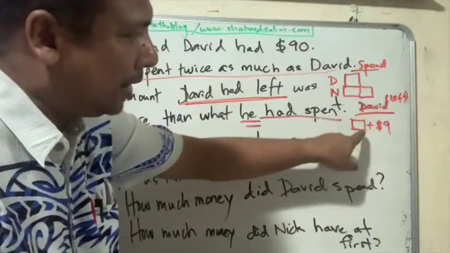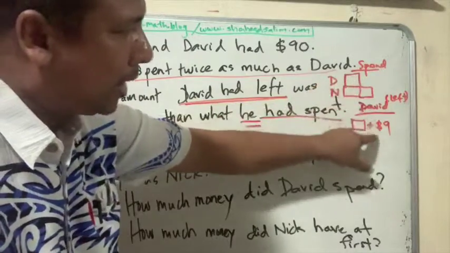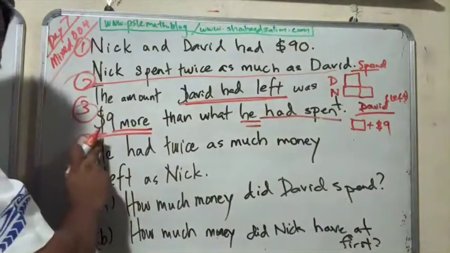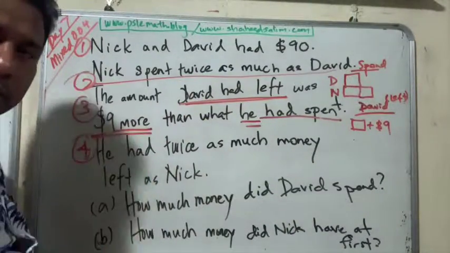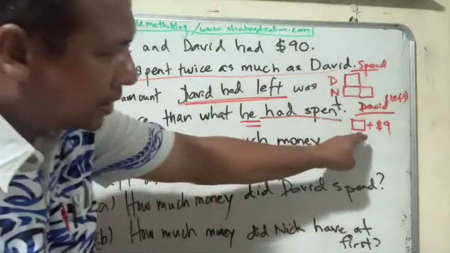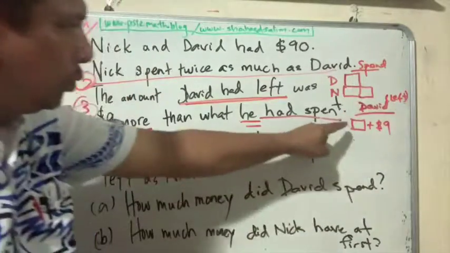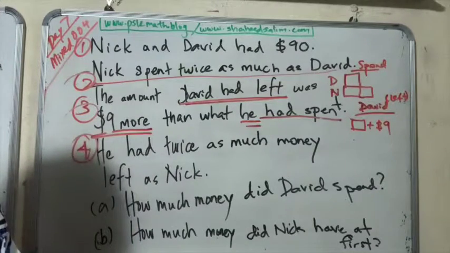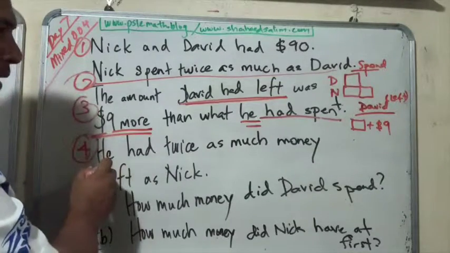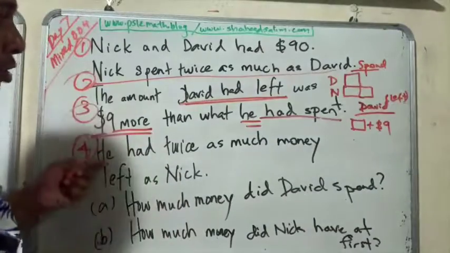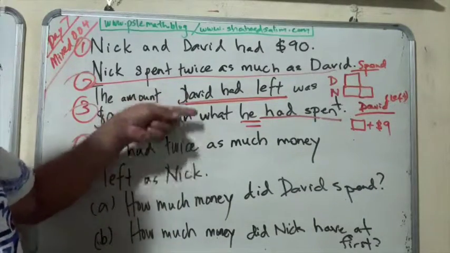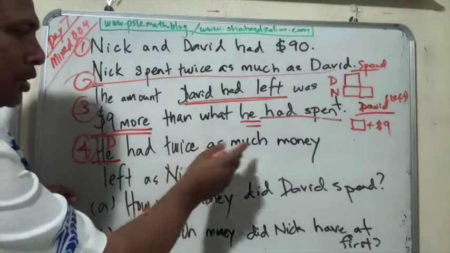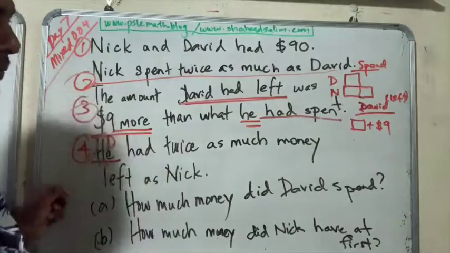This is what David had left. 1 square plus $9. Why? Because the amount David had left was $9 more than what he had spent. This particular part of the model, we can get it from sentence number 3. Now sentence number 4 tells us that he, meaning David, because it's talking about David in the previous sentence. He, means David, had twice as much money left as Nick.